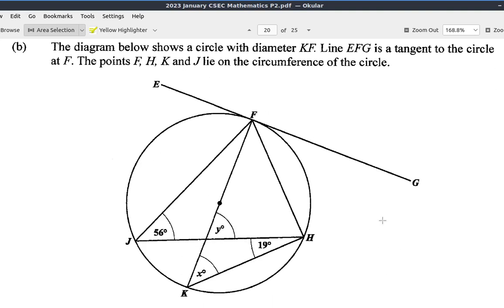Alright, so January 2023 CSEC Mathematics Paper 2, Question 9b. The diagram below shows a circle with diameter KF.